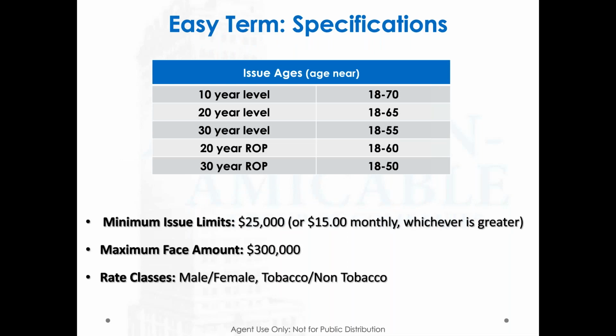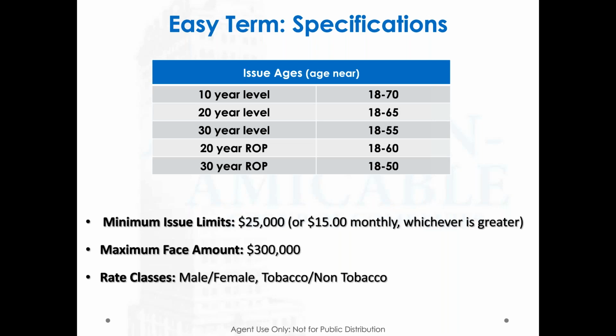Easy Term is sold up until age 70. So it's a 10-year up until age 70, 20-year up to age 65, and a 30-year up until age 55. If you're doing return of premium, the ages are a little bit more restricted: 20-year return of premium up until age 60, and then 30-year up until age 50.